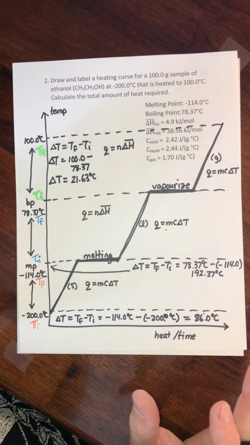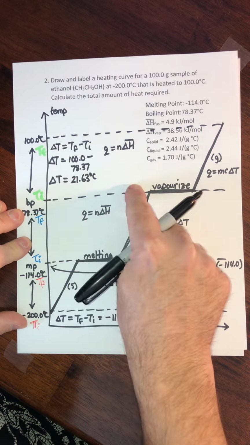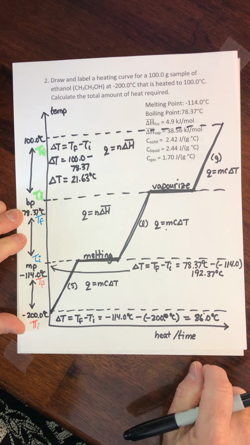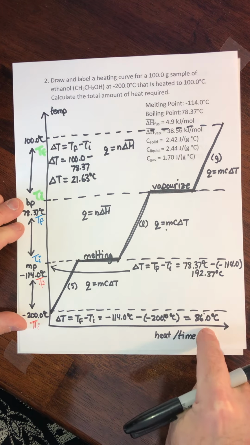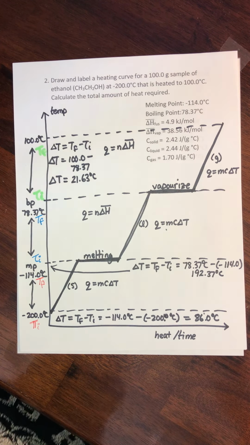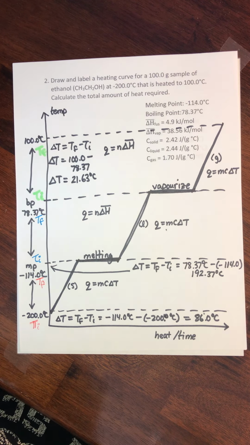If this had been a cooling curve, so you had been coming downwards instead of going upwards, cooling curves would have given you negative delta T's for all three, because you would have been losing temperature. You would have been dropping. So on the way up, they're all positives. On the way down, they're all negatives.